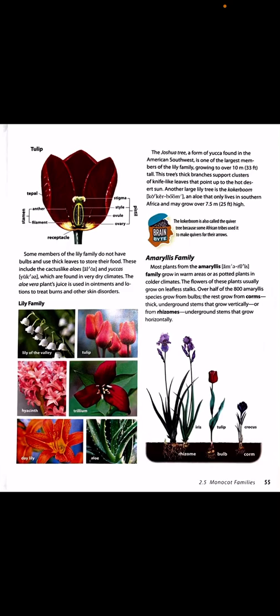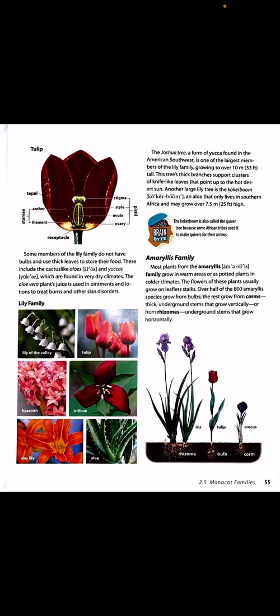Some members of the lily family do not have bulbs and use thick leaves to store their food. These include cactus-like aloes and yuccas, which are found in very dry climates. The aloe vera plant juice is used in ointments and lotions to treat burns and other skin disorders.